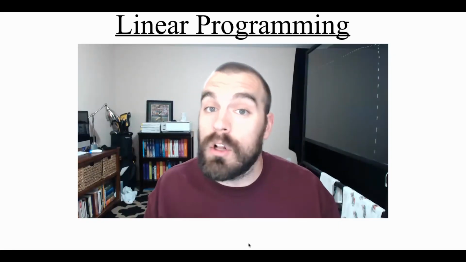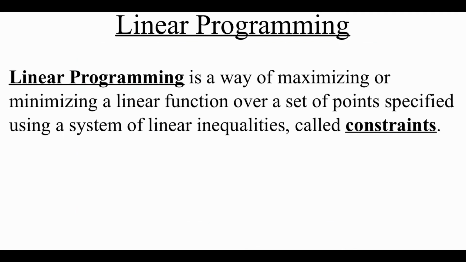In this video, we're going to look at linear programming. As we're doing linear programming, we're going to be doing something called optimization, meaning that we're going to look to maximize or minimize a certain value. What we're going to be working with is a linear function, which we're going to call our objective function, and we're going to look at maximizing or minimizing that objective function over a set of points that we're going to find by using a system of linear inequalities. And we're going to call that system of linear inequalities our constraints.